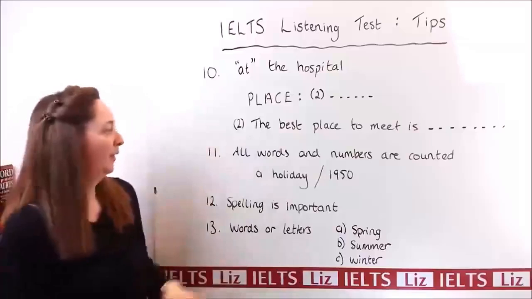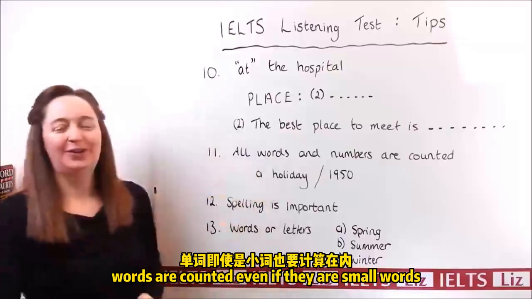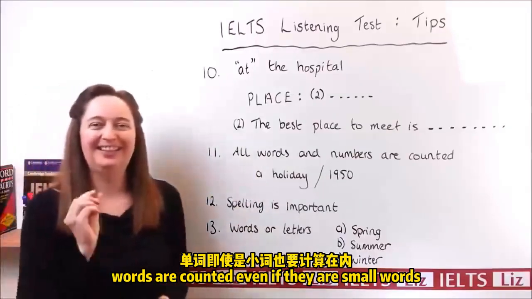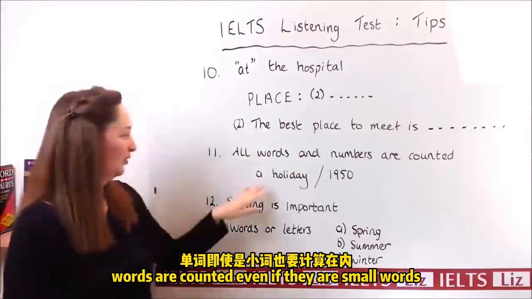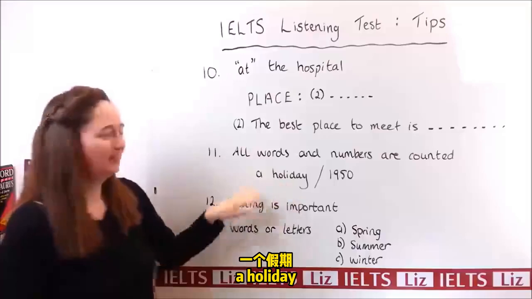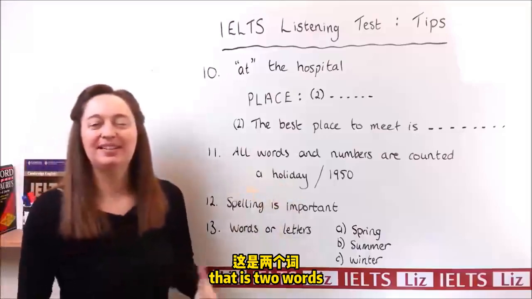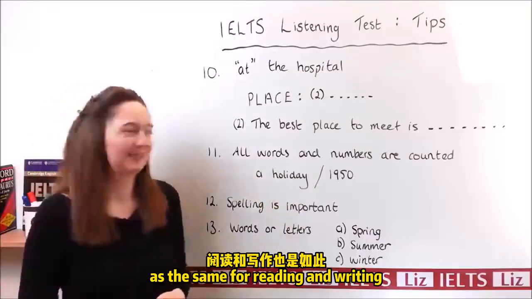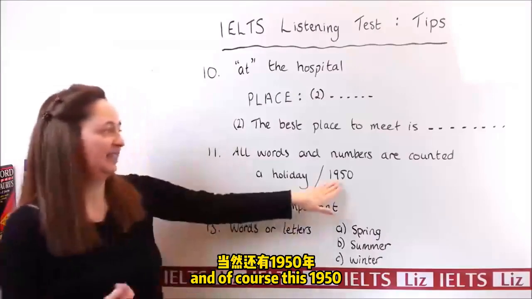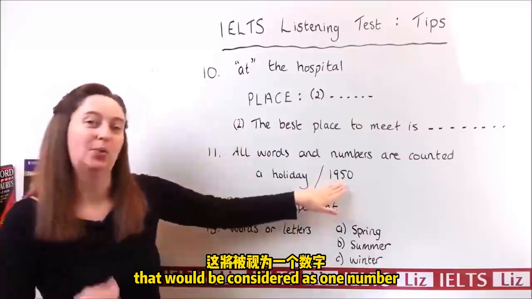Number 11. All words are counted, even if they are small words. So for example, a holiday, that is 2 words. That's the same for reading and writing. And of course this 1950, that would be considered as 1 number.